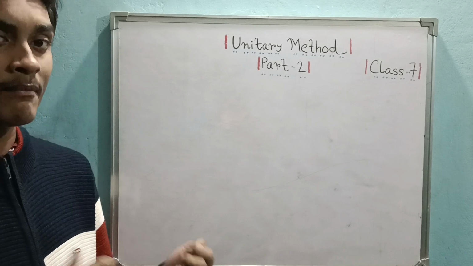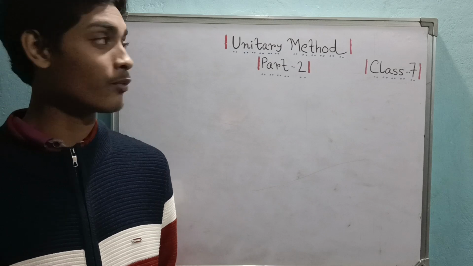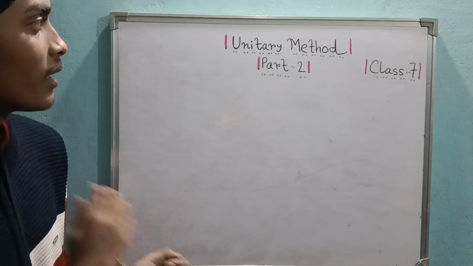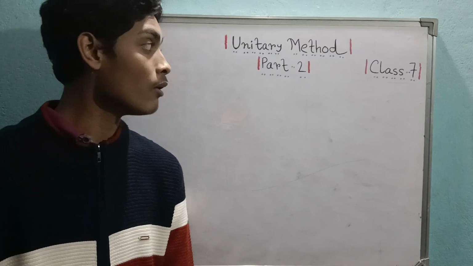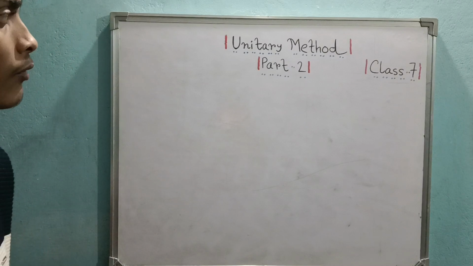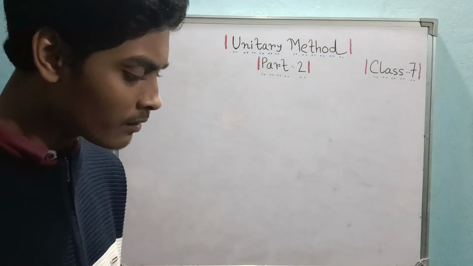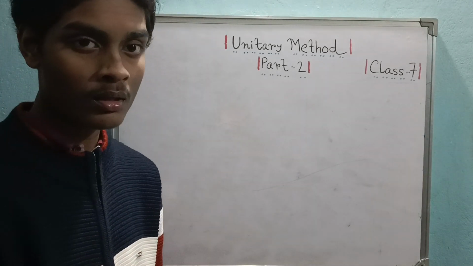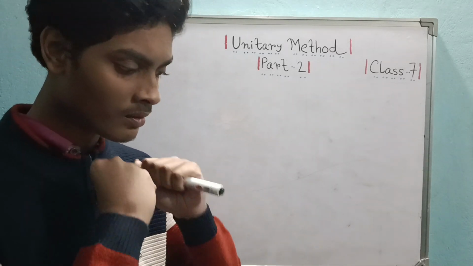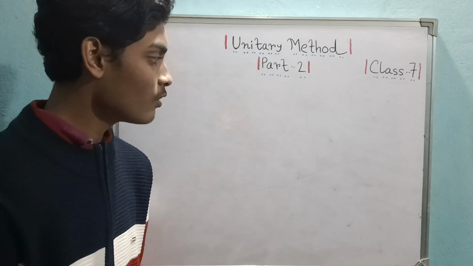As you can see, today I am back with unitary method part 2 for class 7. In part 1, we learned what this chapter is all about, and you know how to calculate unitary method questions. Now let's see a few more sums on part 2 of this chapter. Today we are not going to learn any new formulas. We have learned the basics in part 1, so we will do a few more sums to improve our basics. Let's get into it directly.